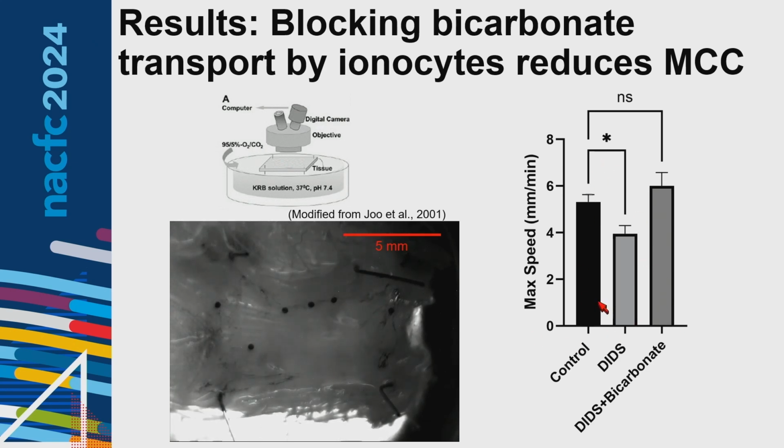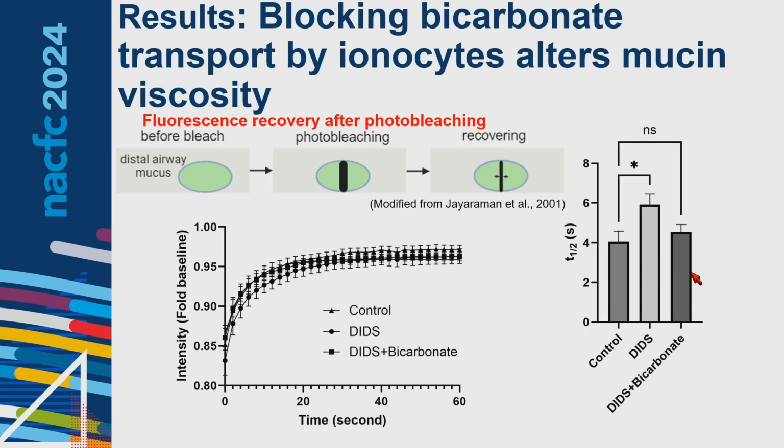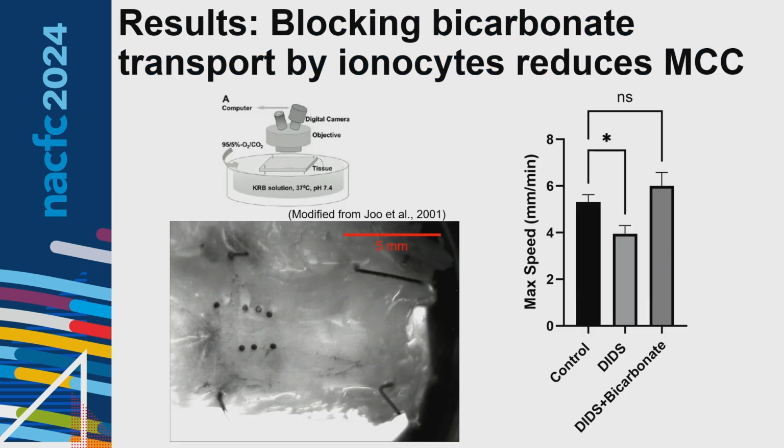And the results show that if we block ionocyte function with DIDS, it reduces the speed of mucociliary clearance in the native swine distal airway. And this effect, both the mucus clearance and the flap, can be recovered if we add bicarbonate on top of the distal airway.